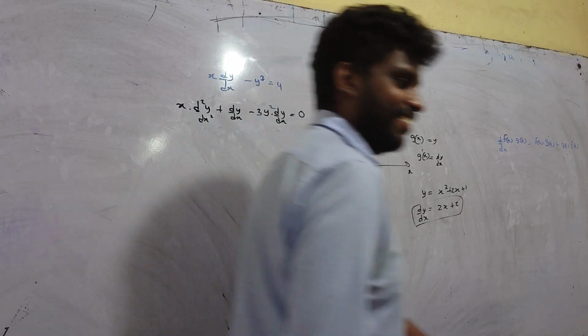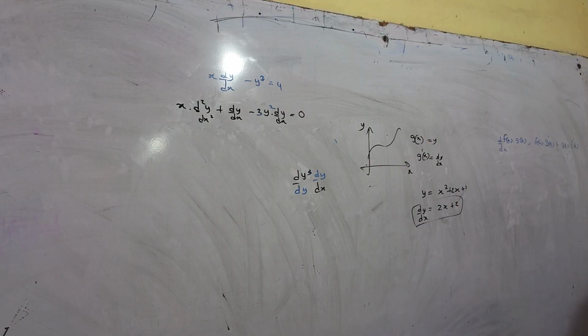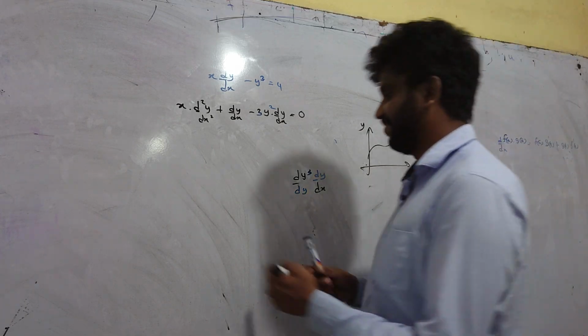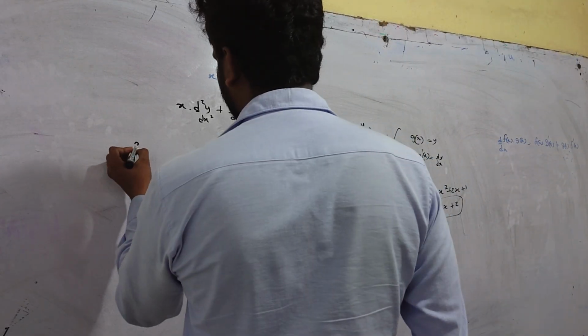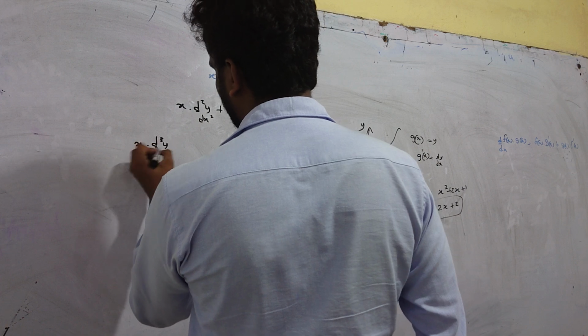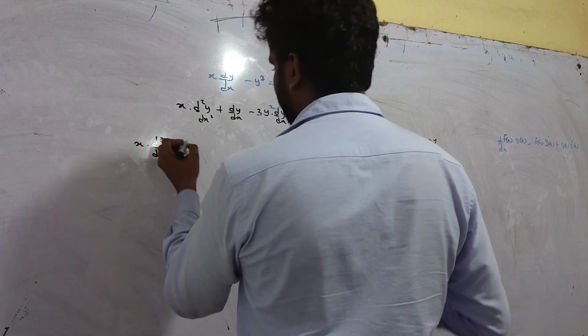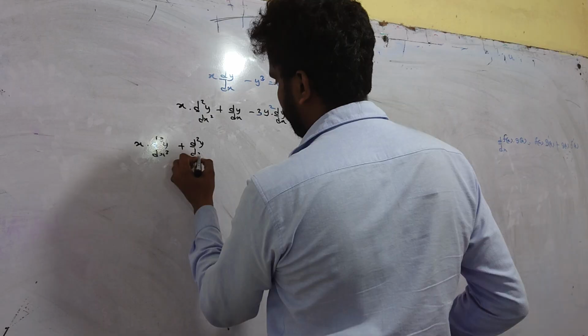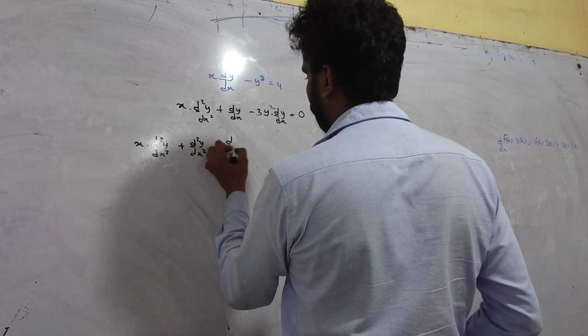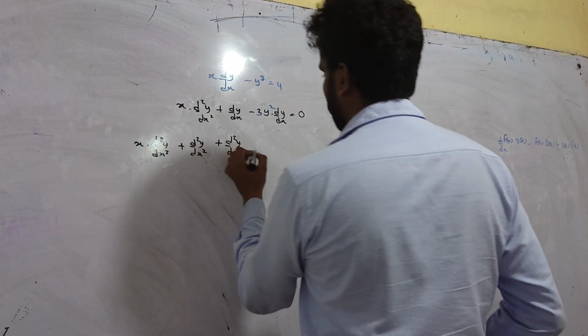Why? What happened? Why are you frustrated? Don't give up, right? Come on. Right, okay. Then x into d cube y by dx cube. Now we are closer to that, right? D squared y by dx squared into 1 plus d squared y by dx squared.